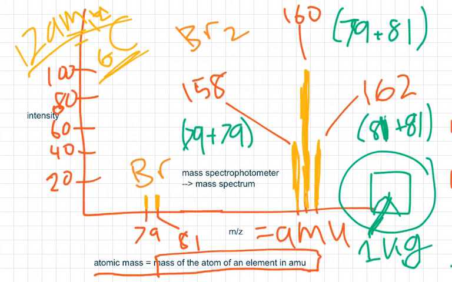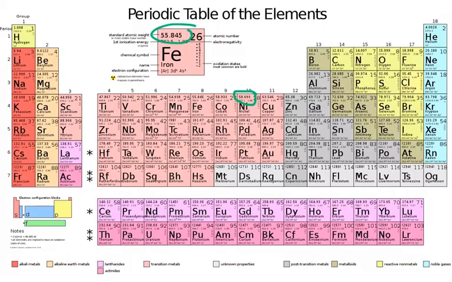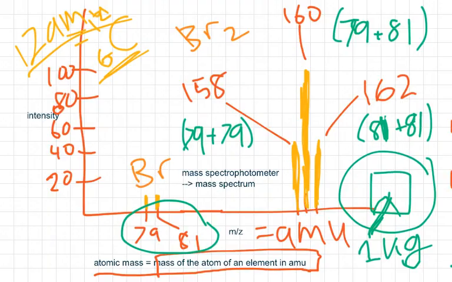You can tell what element or elements are in the mass spectrum if you look at a periodic table and look at the average atomic masses. So in this mass spectrum that I drew here, the smallest numbers are 79 and 81. And if we look at our periodic table, we clearly see that 79 through 81 falls about at bromine. So therefore, this is the mass spectrum for bromine.